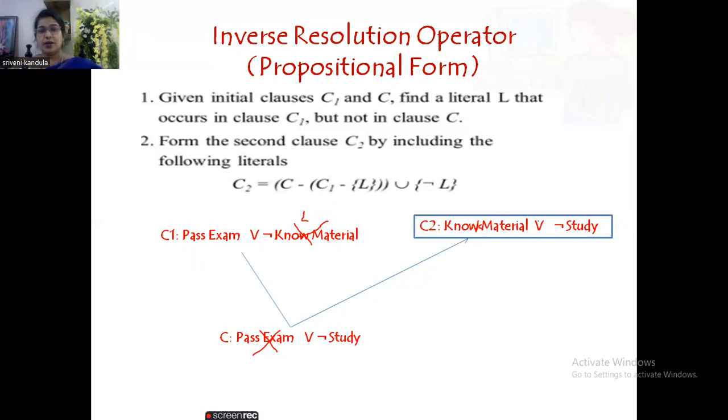C2 is no material or negation of study. So this negation of study is from my conclusion, that is union with negation of L, that is negation of no material. Okay. So this is how the inverse resolution operator is working. From these two, what you should get is, for the inverse resolution, always we are taking a clause and a conclusion. In the resolution operator, we are taking two clauses and trying to identify a conclusion.